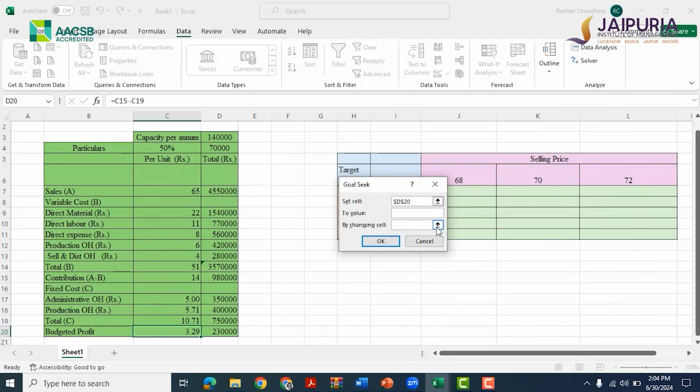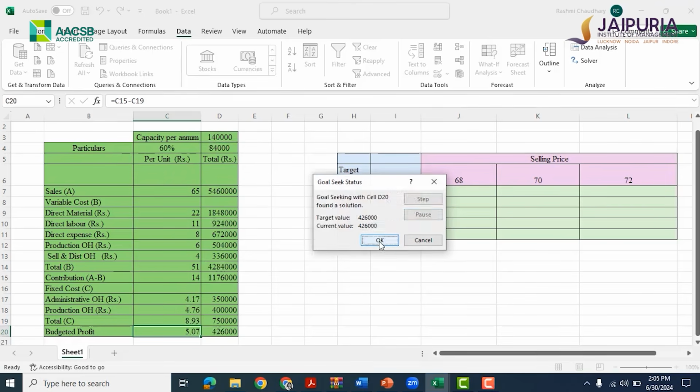To value. What value you want to set the cell at? That is 4,26,000. So D20 you want to set it at 4,26,000 by changing cell, by changing the sales. So you want to change the sales and you want a profitability of 4,26,000. So at what number of units you can get the profit of 4,26,000? So goal seek is a function which will help you to identify the number of units to be sold at a desired profit of 4,26,000.